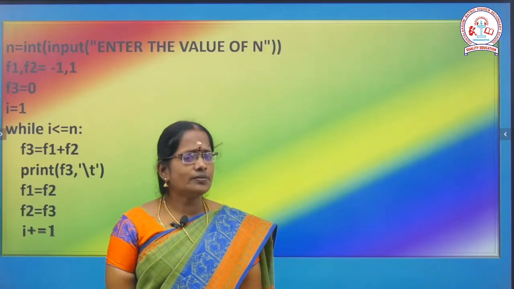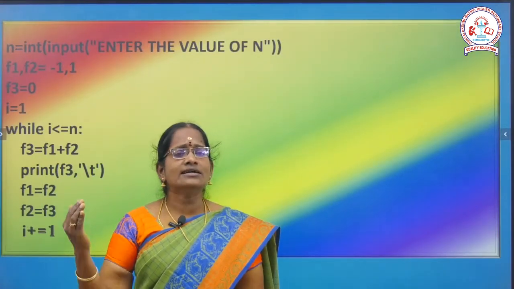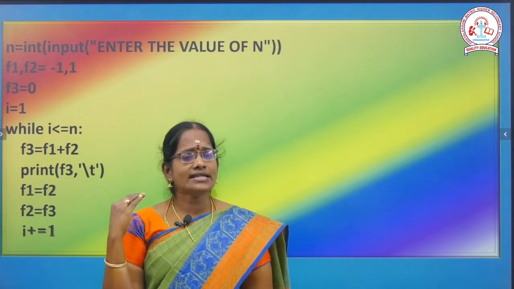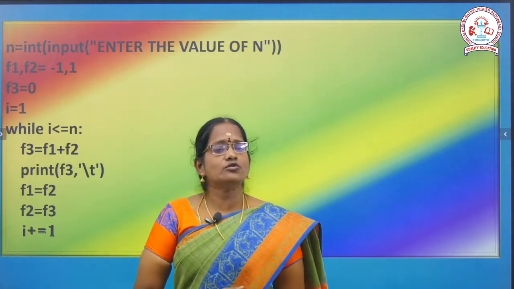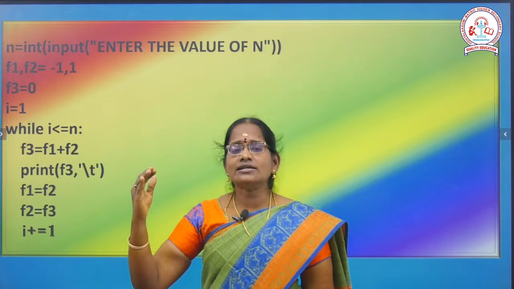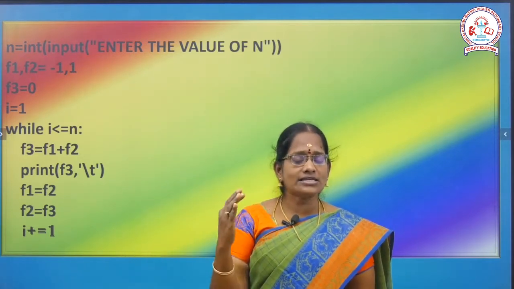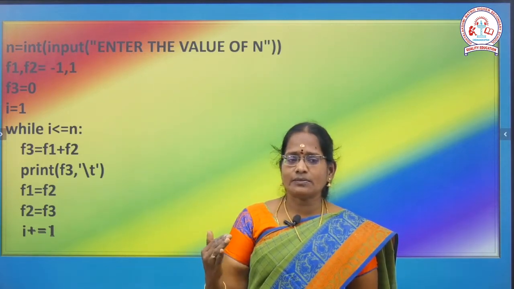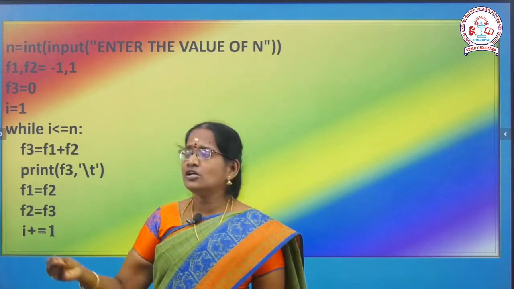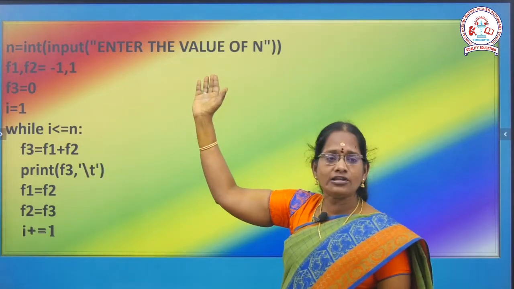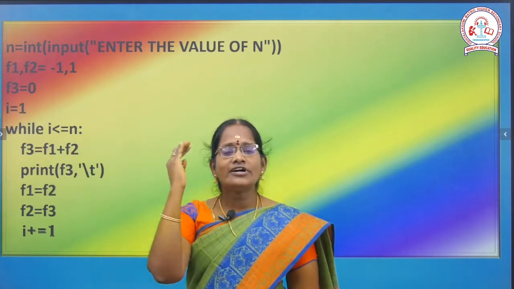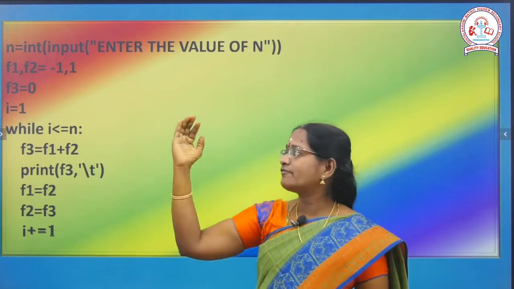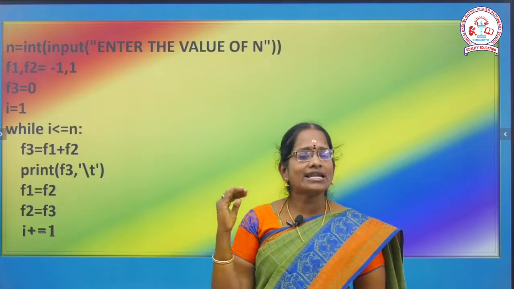It is one of the loops. In this loop we use a starting value and an end value. As usual, accept the value from the user: n is equal to int input, enter the value of number. What is the value of n? So you enter the value of n. Next we start to calculate. As usual we know the first number and the second number. First number is 0, second number is 1.